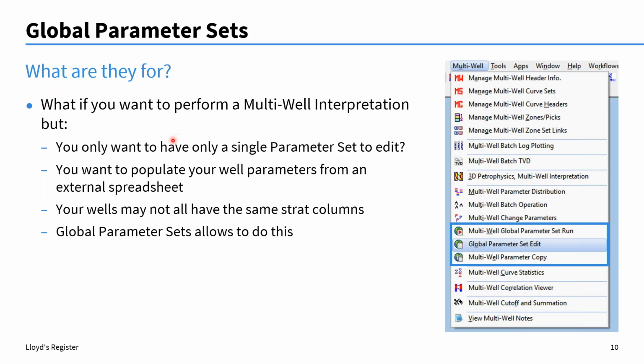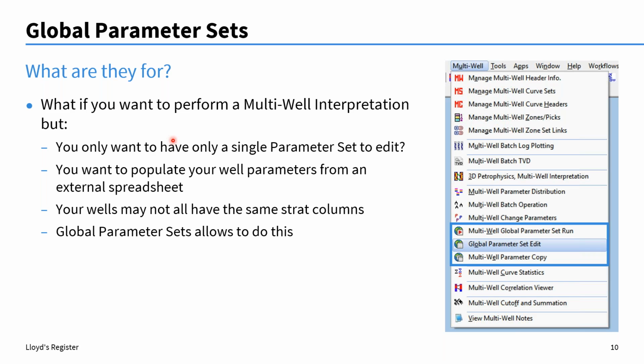So what are they for? Say, for example, you have done an interpretation in one of the wells and you want to apply it to hundreds of wells. Or it could be the case that you have the parameters in a spreadsheet that contains all the parameters. Or it might be the case that your wells do not have the same stratigraphic column. So the system behind it works out which wells need the parameter for each individual zone. This is something that the standard batch run module wouldn't handle.